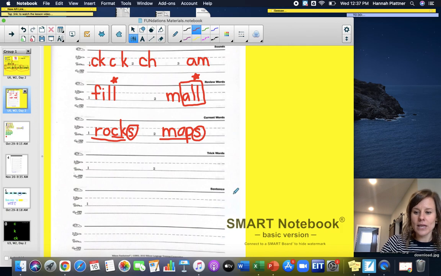Remember, trick words are words that we cannot sound out. So I'm going to give you the word, and I want you to do the best you can to write it in the air with me before we write it on our paper. Okay, your first trick word is have. Have. Let's put our fingers up, write it in the air. H-A-V-E. Have. Go ahead and write it. H-A-V-E. Have.